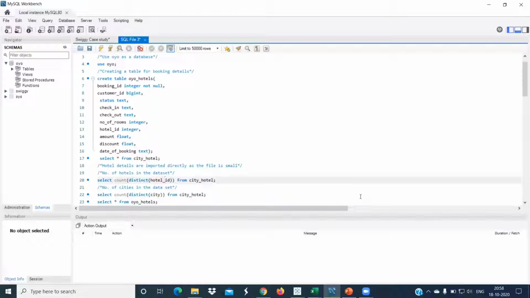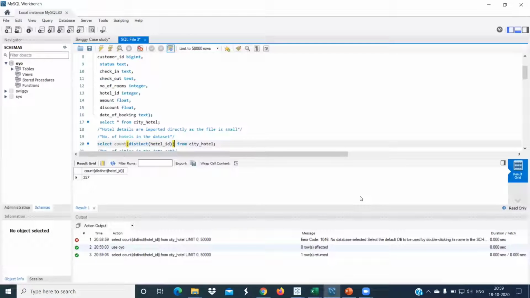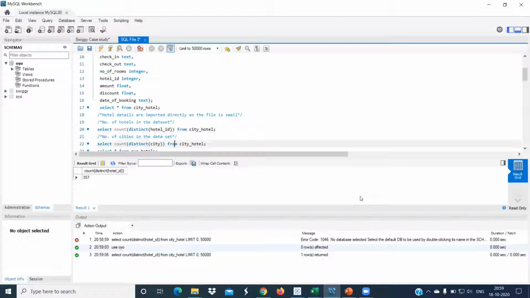Here: select count of distinct hotel ID from city hotel. So this will give us the number of hotels in total, that is the distinct number of hotels. So the word distinct here is extremely important, because if the distinct is not there, the same hotel ID may be repeated 15 times, 20 times, or many more times. So we cannot say hotel ID 357 as 20 hotels. We cannot count hotel ID 10 as 10 hotels if it has occurred 10 times in a data set.